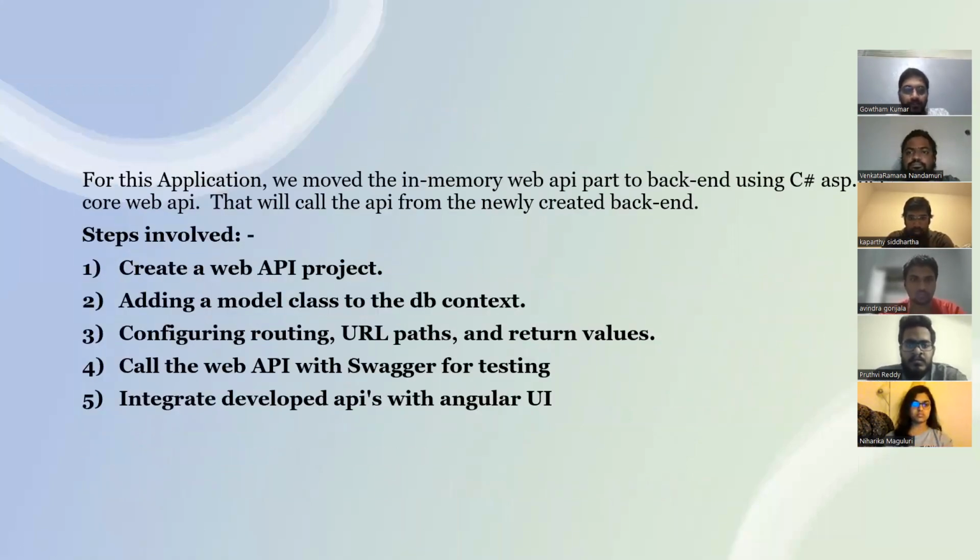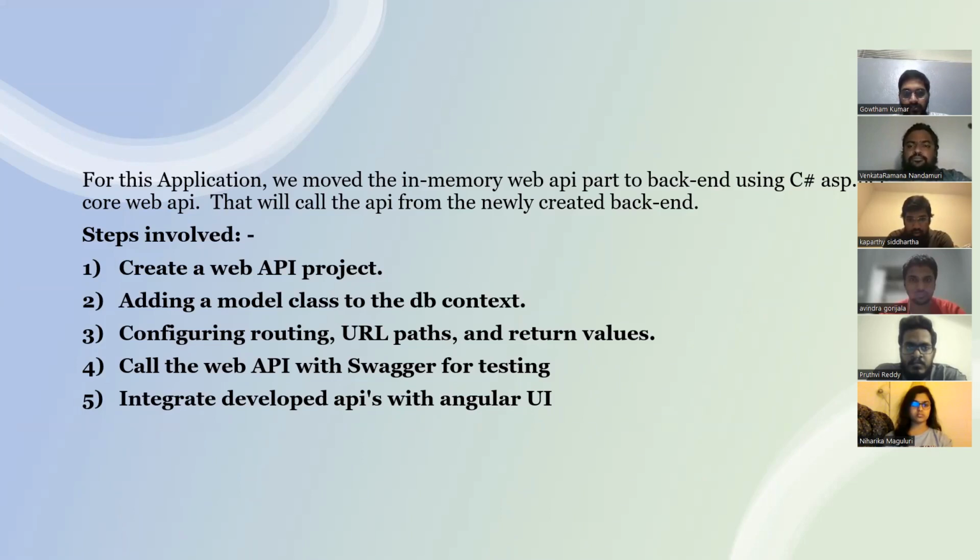Yeah, coming to our actual task. For this application, we moved the in-memory web API part, which we used in Angular, to the backend using C Sharp. So here we call the API from the newly created backend, and we can consume it in our front-end application. For this purpose, we have two phases.